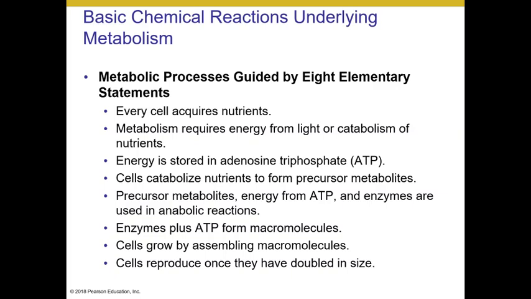They break nutrients into smaller pieces called precursor metabolites. They use those pieces plus ATP plus enzymes to build bigger things. That's how they build macromolecules: proteins, DNA, cell walls. The microbe grows. Once big enough, it reproduces. This is like a baby growing into an adult, then having a baby of its own.